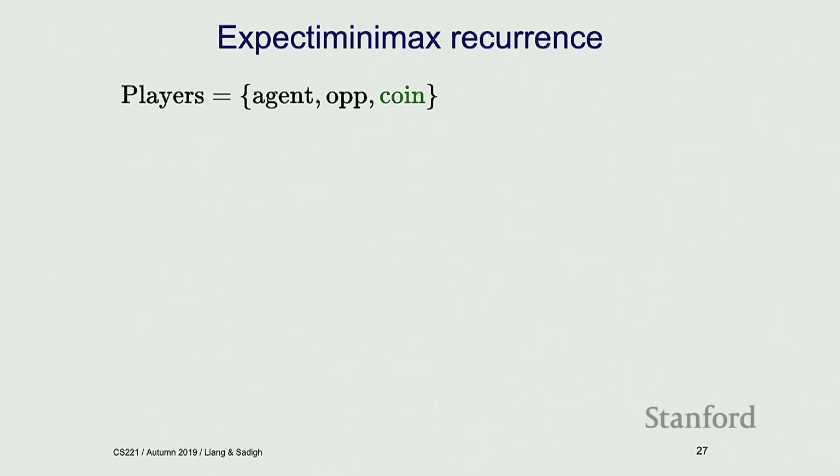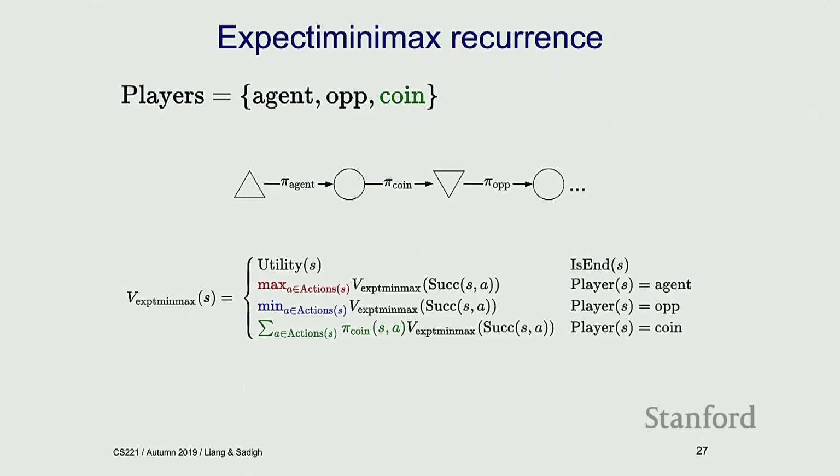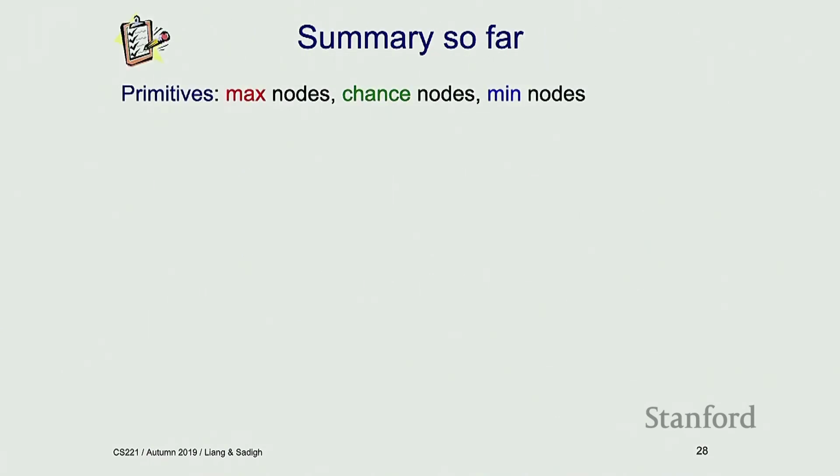The way to formalize this is you have players: an agent, an opponent, and now you have a coin. The recurrence changes a little bit. The recurrence that we had for Minimax was just the max and min, and it would return the utility if you're in an end state. Now, if it is the coin's turn, we do an expected sum over the policy of the coin, which is what we would do in Expectiminimax. We just have a new term for when the coin plays. Everything here follows naturally in terms of what we were expecting. All right, so the summary so far is, we've been talking about max nodes.